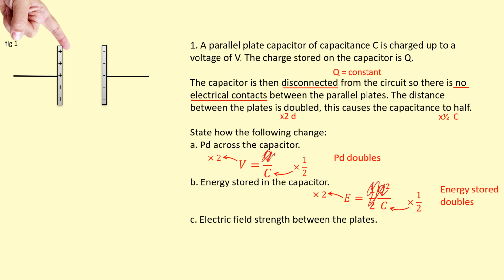If you look at the plates, one is positive and the other one is negative, so they're actually attracting. So in order to pull these two plates apart, the person who's pulling them apart, or whatever is pulling them apart, has to do work, and that's the energy that's being stored in the capacitor. So in this case, the energy stored has doubled. Now for the electric field strength between the plates, we can use this equation, E equals V over d. Now the E here, don't mistake that with energy, that's electric field strength. V is the potential difference, and we saw in part A that it's times 2, and the distance between the plates is times 2 as well. So both of those cancel out, so the electric field strength does not change, it's unchanged.